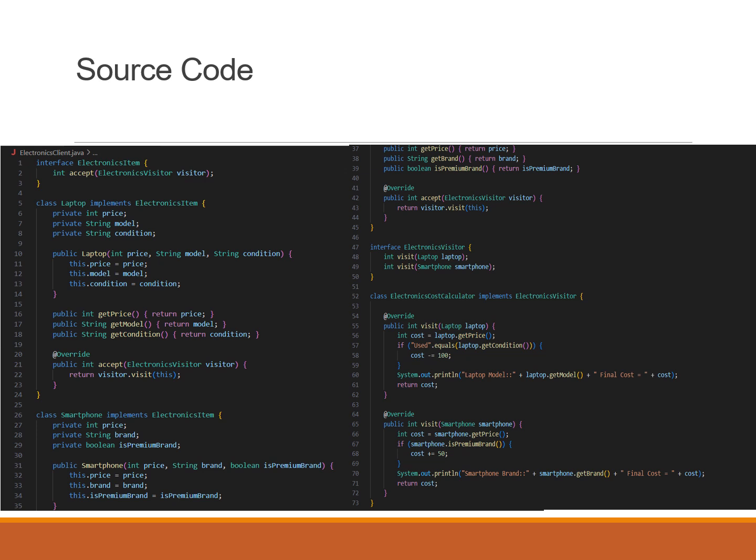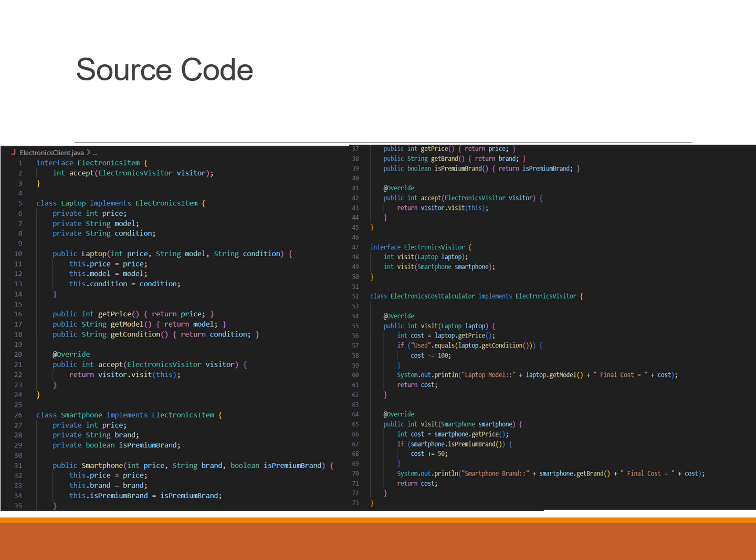Okay, for our demo, this is our code. I hope you can read it based on the PPT. Other than that, it's already uploaded. But okay, source code. We can start from the beginning. We have the electronics item interface. This is the base interface for all items, like the laptop and smartphone. Laptop and smartphone implement this interface. Each item has an accept method, which takes a visitor.